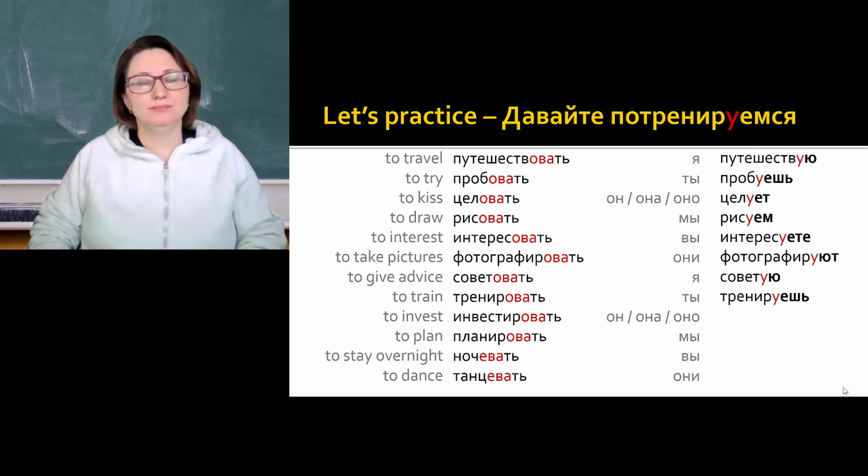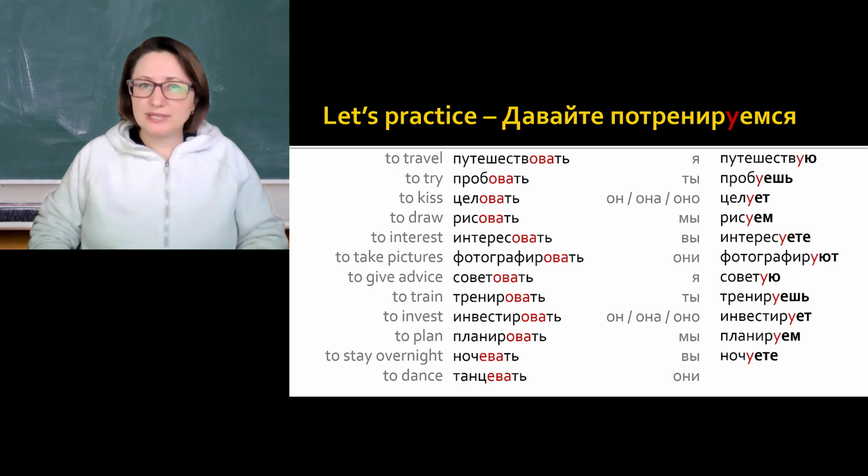If we're saying that, let's say, he or she is investing in something, that will be он or она or оно инвестирует. We are planning. Мы планируем. You guys are staying overnight. Вы ночуете. For instance, if you want to say, hey, where are you guys spending the night? Where are you staying overnight? Где вы ночуете? And they are dancing, or they dance, that would be они танцуют.